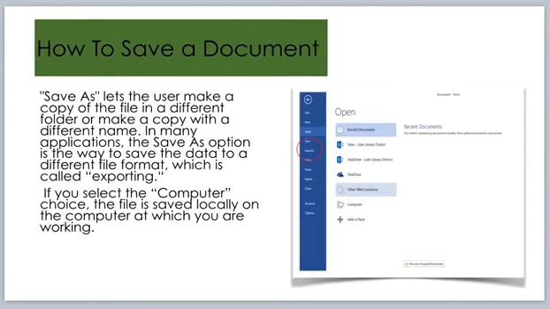And saving, of course, is equally important to the other things we've talked about. It lets you make a copy of a file in a different folder or make a copy with a different name if you choose Save As. And in many of the applications, the Save As option is the way to save data to a different file format, which is also called exporting it. And if you choose Computer, the file is going to be saved locally on the computer at which you were working.